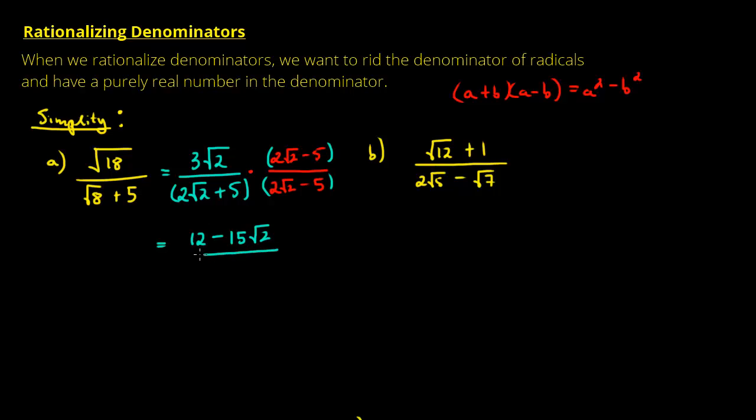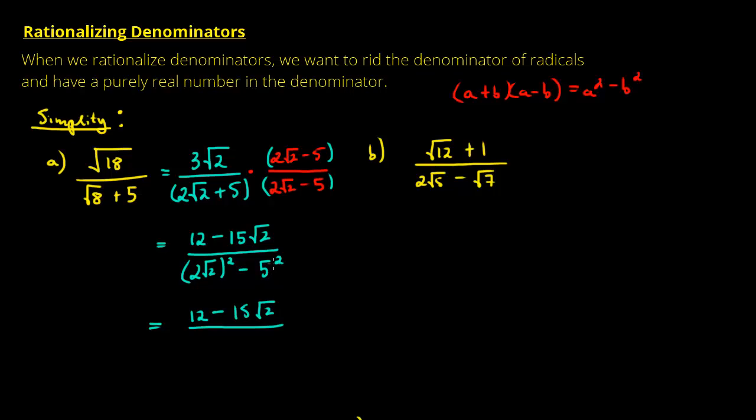In the denominator, I'll have 2 root 2 times, remember that I'm multiplying conjugates here. So if I multiply a plus b times a minus b, that's equivalent to a squared minus b squared. Instead of a here, I've got 2 root 2. So I'll do 2 root 2 squared. And instead of b, I've got 5. So I'll have 2 root 2 squared minus 5 squared. And the numerator I can't simplify. So I'll have 12 minus 15 root 2. 2 root 2 squared is 8. Because I'll square 2, which is 4, and then I'll multiply that by root 2 squared. Root 2 squared is just 2. So 4 times 2 is 8.